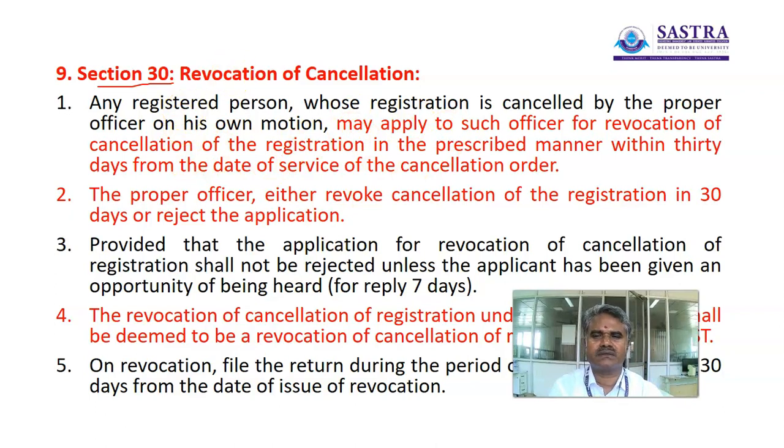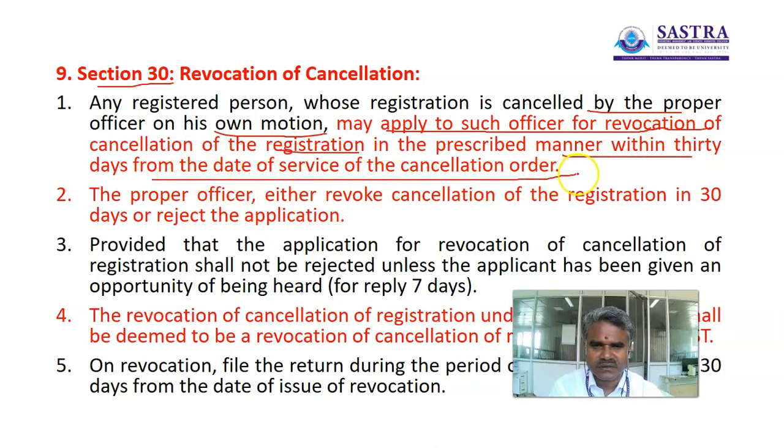Any registered person whose registration is cancelled by the proper officer on his own motion may apply to such officer for revocation of cancellation of registration in the prescribed manner within 30 days from the date of service of the cancellation order. So if you want your registration number again, because the proper officer has cancelled it, you apply within 30 days from the date of the cancellation order you received.